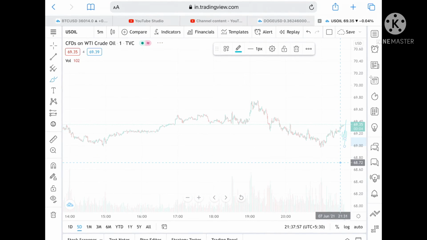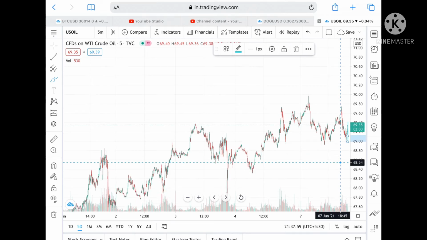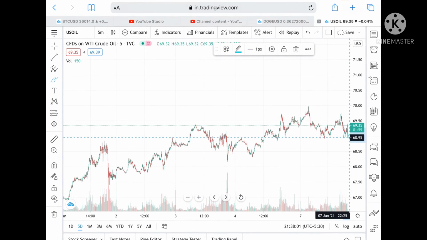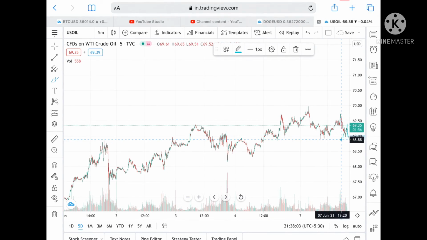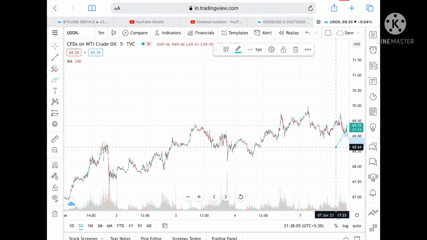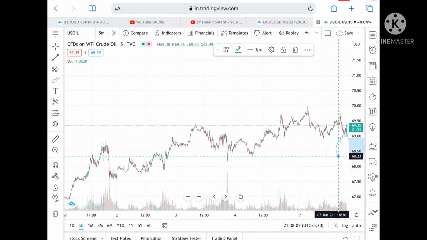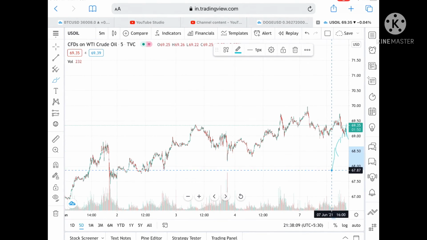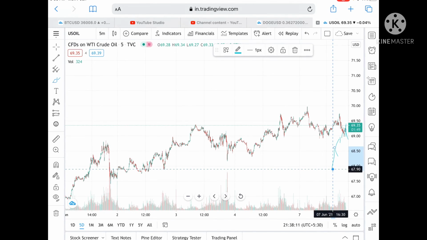If it goes below 68.95, then it can touch a level of 68.78. From there it can touch a level of 68.33, and once 68.33 is touched, then we can see a level of 67.90. But as of now we can see the trend is upside.